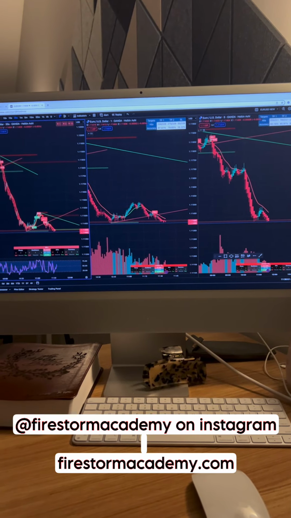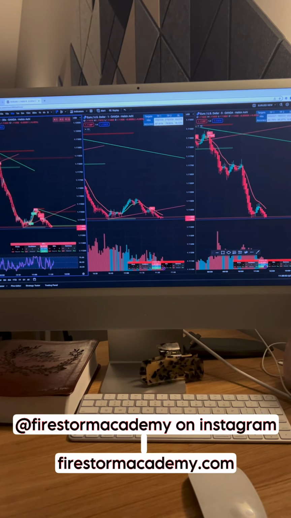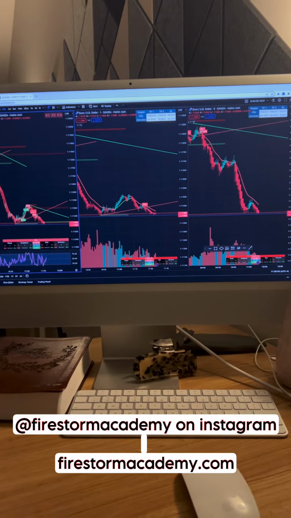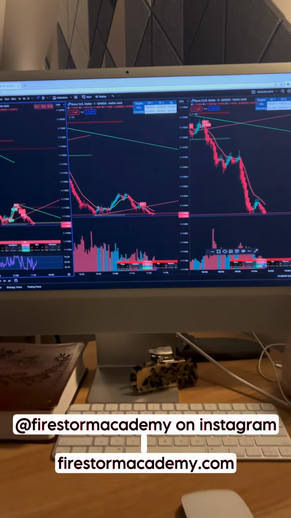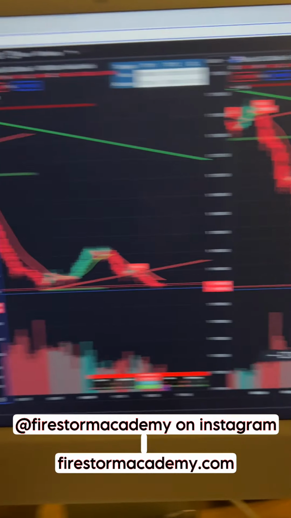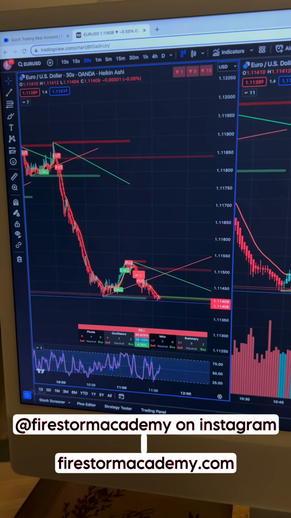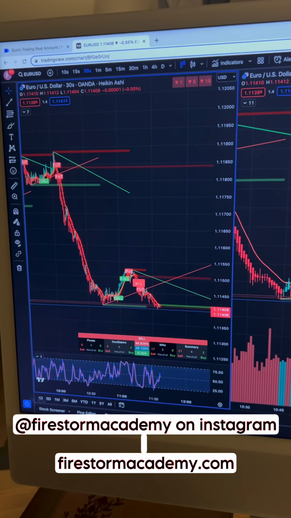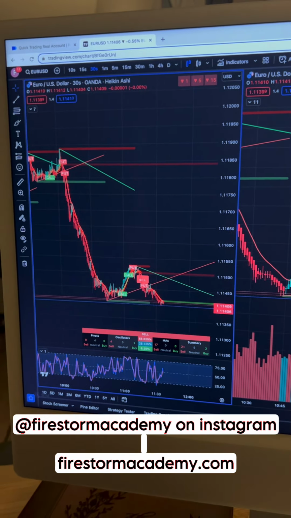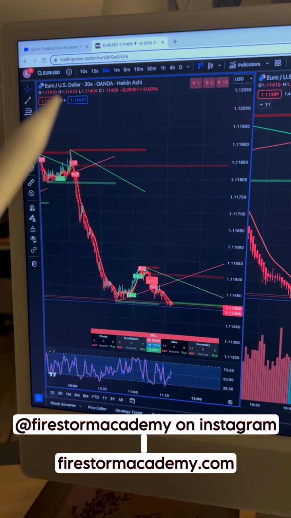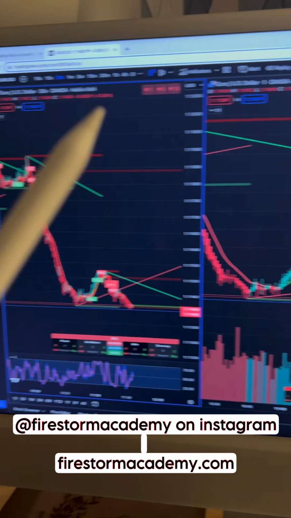Good morning. So let's go over the Firestorm indicators and what we did this morning on Pocket Option with them. As you can see, we have only Euro USD up. We're only using one chart. We're going to make this super simple. We're using Euro USD on the 30-second chart here.